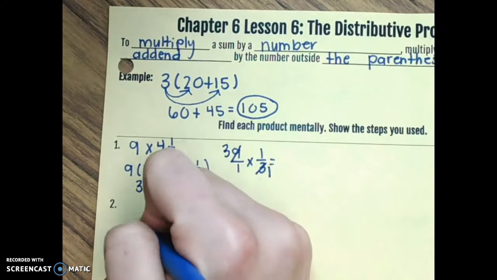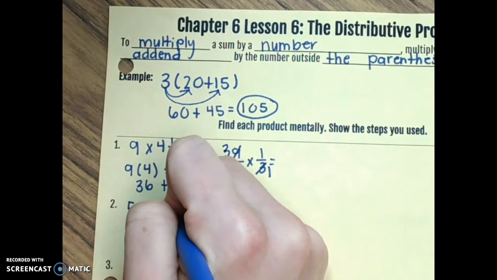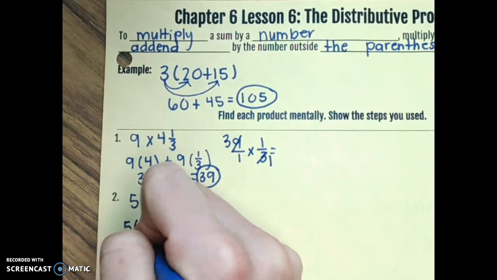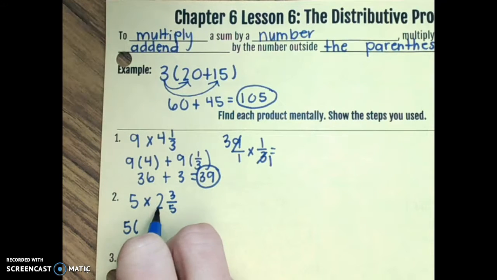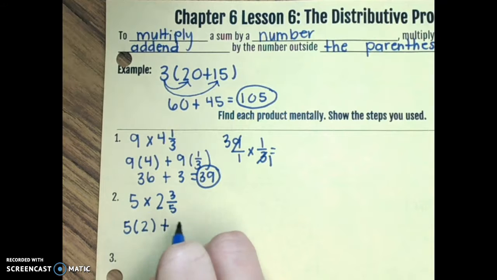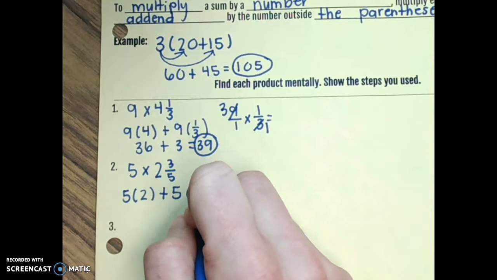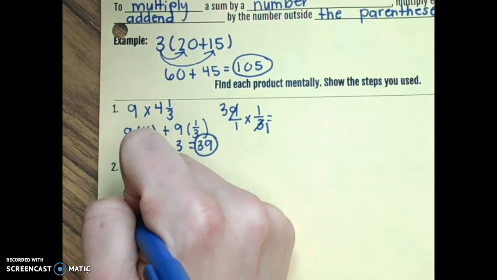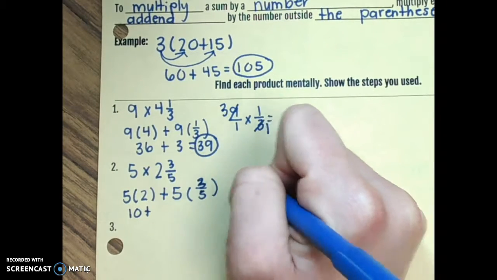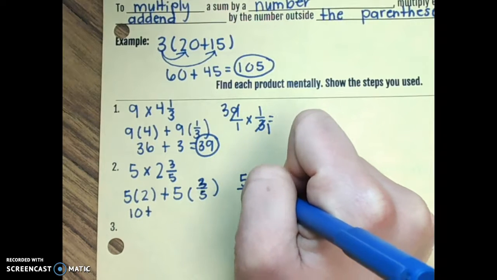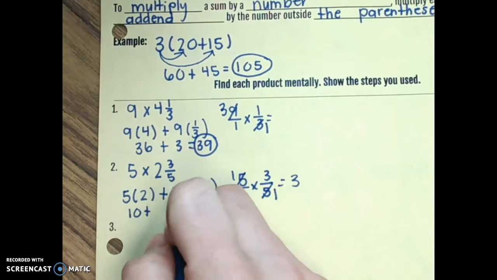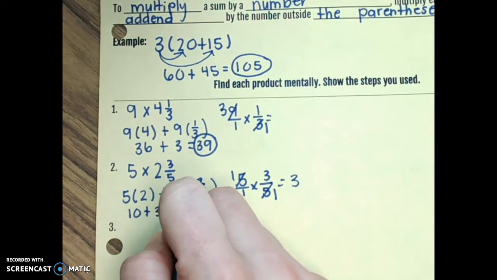Let's try another one. 5 times 2 and 3/5. When we have something like that, we're going to take the first number, multiply it by the first part of the second number, so that's a 2, plus sign. We're going to have a 5 again, and multiply it by the second part of the second number. Oops, that's a 3. Okay, 5 times 2 is 10. I'm going to rewrite 5 over 1 times 3 over 5. The 5's cross cancel, leaving us with a 3. So 10 plus 3 equals 13.